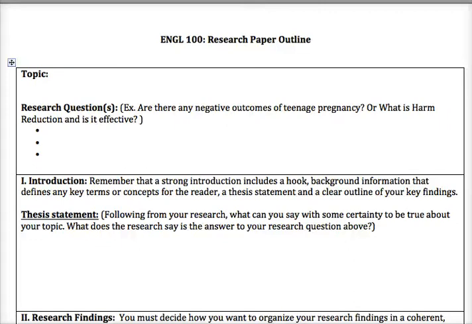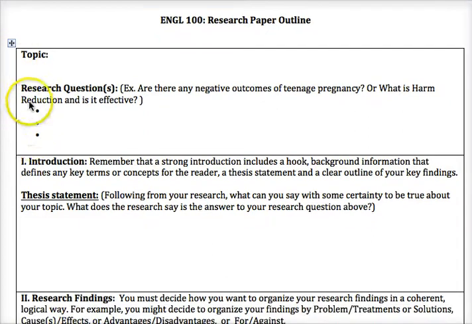Hi class. In this short video I just want to talk about the research paper outline that I'm posting on the course homepage and walk you through what it is that I'm asking you to do for this. So this is basically just a guideline, an outline of what I expect to be included in your research paper.